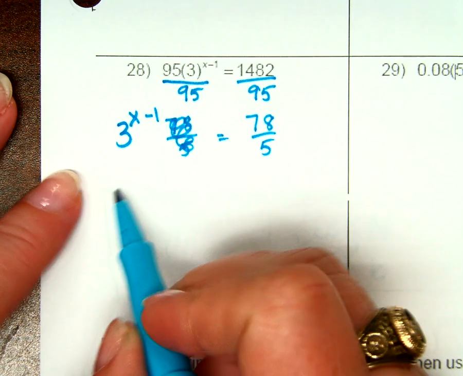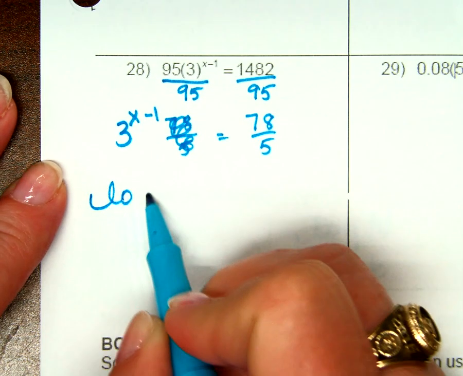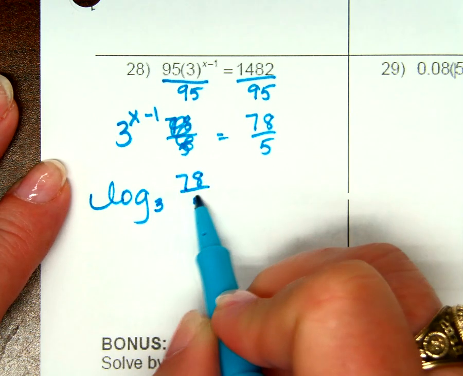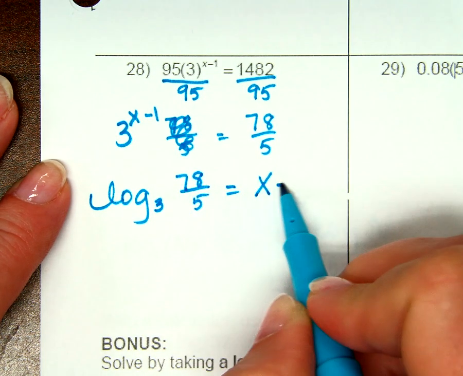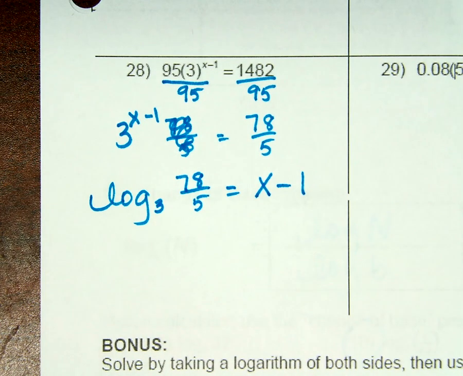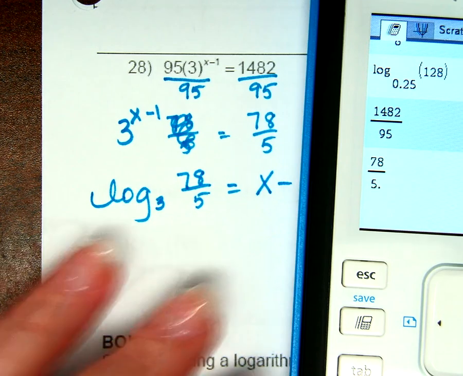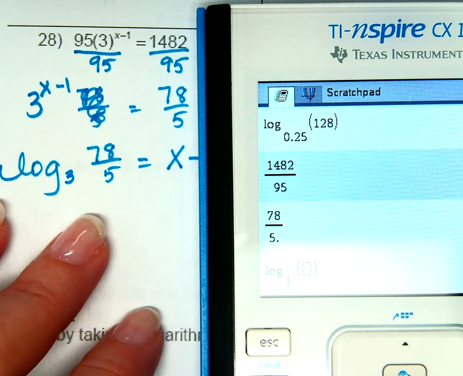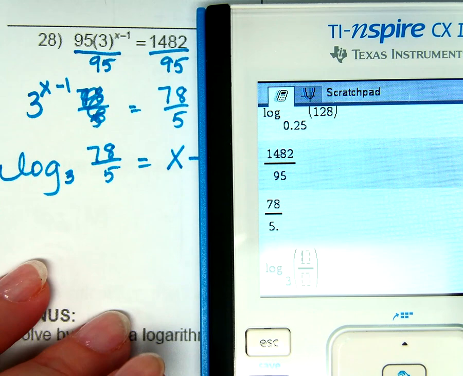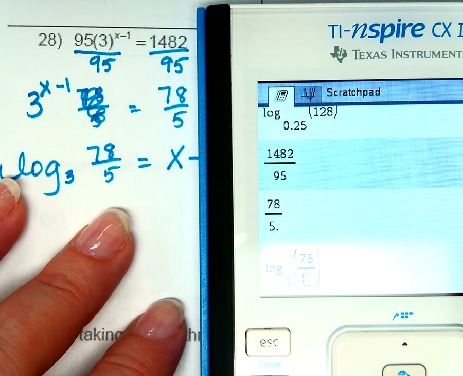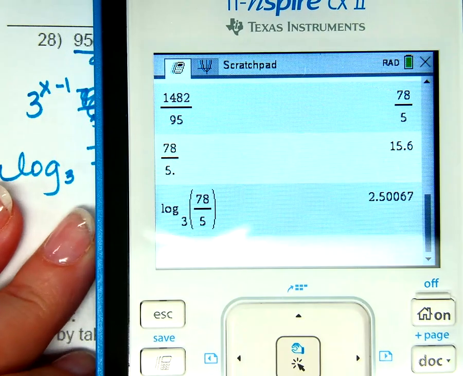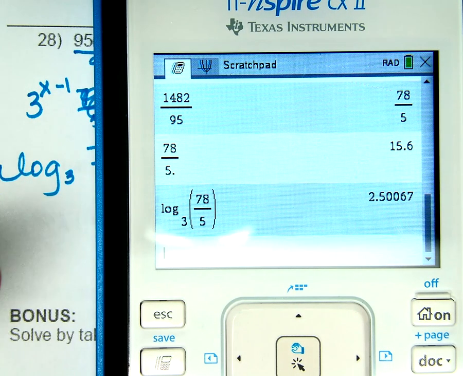So if I write this in logarithmic form, what do I end up with? Log base 3 of 78 fifths equals x minus 1. Okay? So in my calculator, I'm going to put log base 3 of 78 fifths and get a decimal. It's going to be a messy decimal, right?